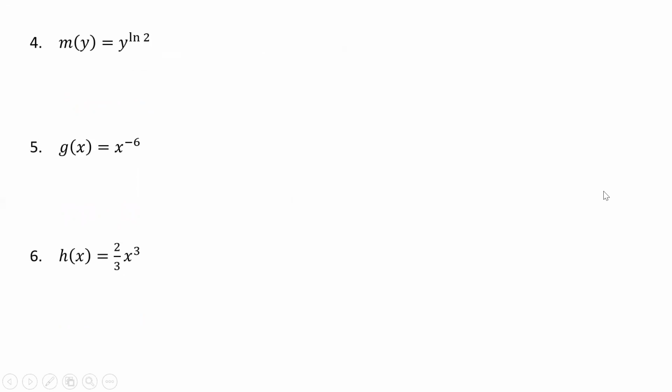Okay, what about this one? Well, now let's think about this instead of maybe as ln of 2. What if this was y squared? Well, that's going to give us m prime of y is going to be 2y to the first. So we took our 2 down in front and we took 2 minus 1, and that's how we did it. Well, it's going to work the same way here.